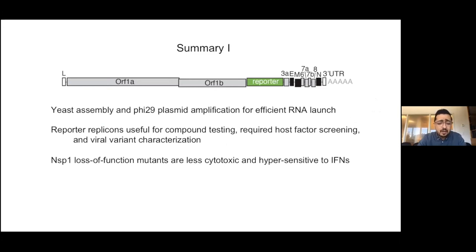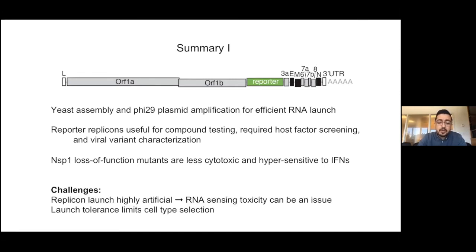And lastly here, we've observed that NSP1 appears to be a major cytotoxic factor, as well as a prime antagonist of the interferon response. However, this all points to a chief challenge of working with these replicons. Namely, RNA launch via electroporation is highly artificial, in that we are introducing an enormous amount of RNA that may trigger toxicity via RNA sensing. As a consequence, this limits the cell types within which replicons can be launched.